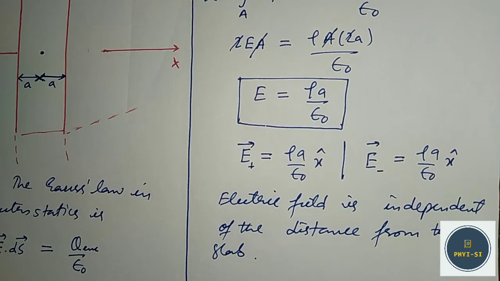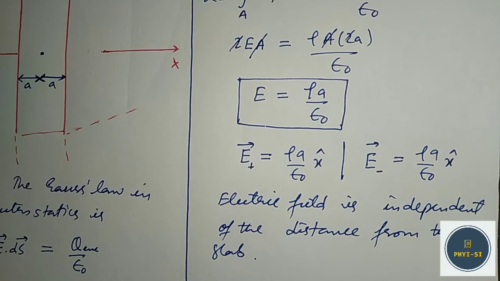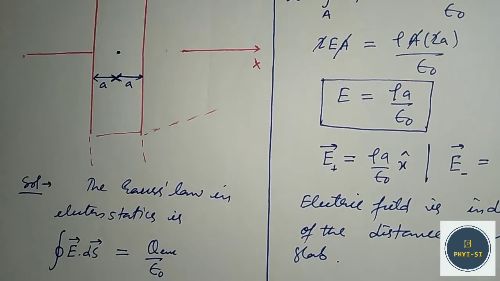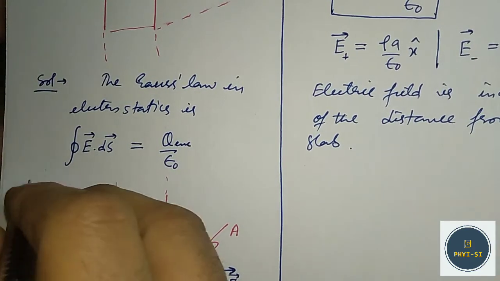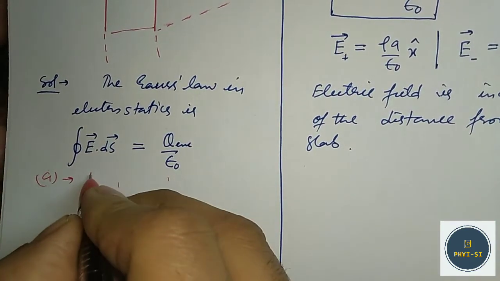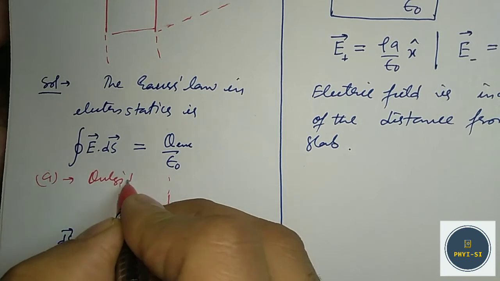Now the second part. This was the first part, the electric field just outside the slab. So I should write it here: outside the slab.